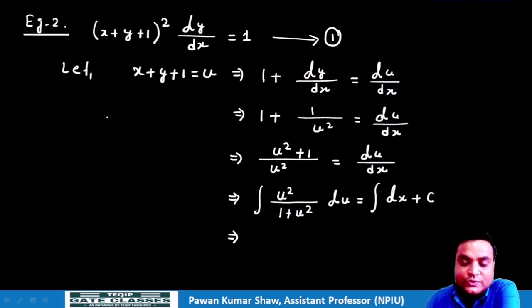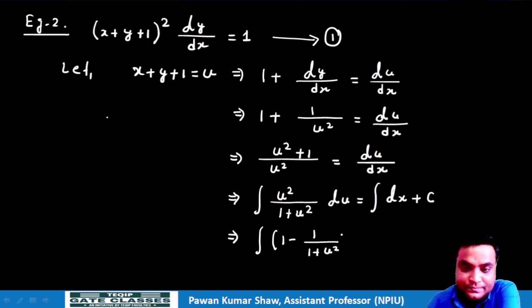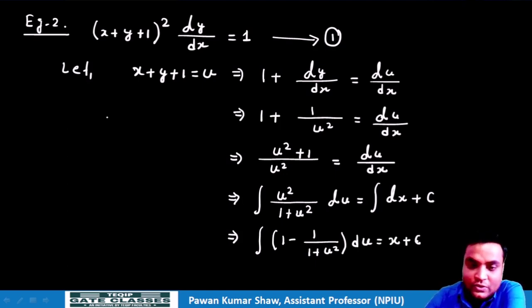So for this u square we can do the adjustment, like we can write 1 plus u square minus 1. So after that we can write in this form: 1 minus 1 by 1 plus u square du is equal to its integration, x plus c. Okay, now we are going to do this integration.